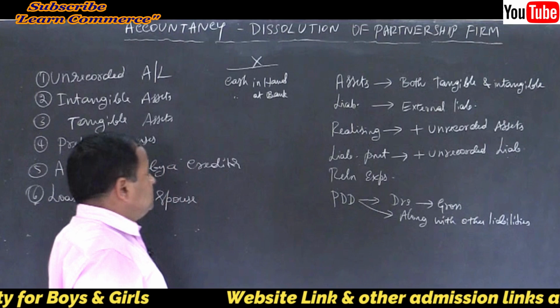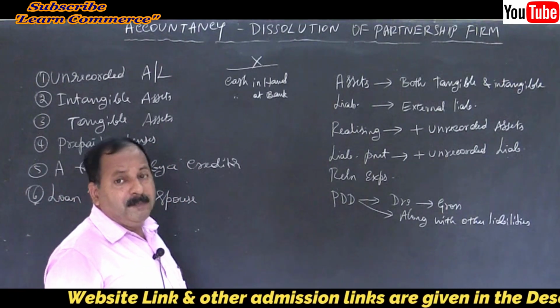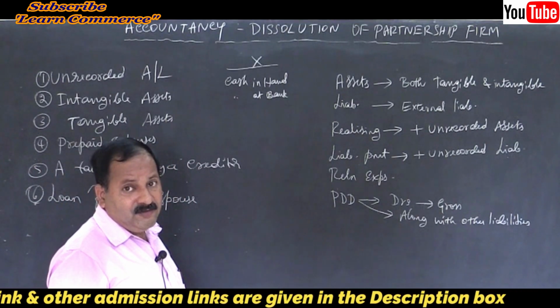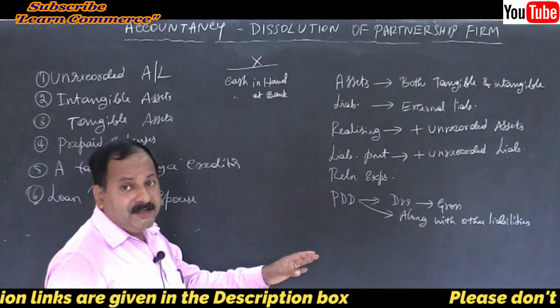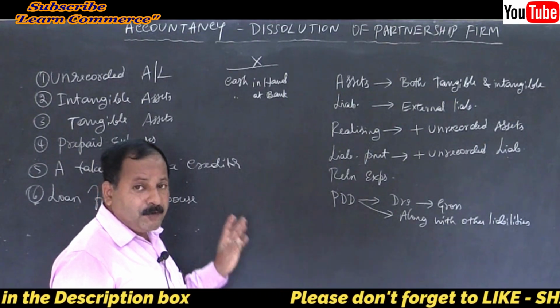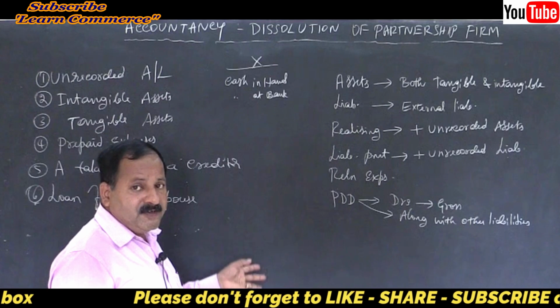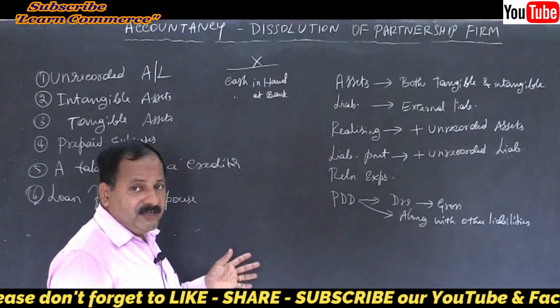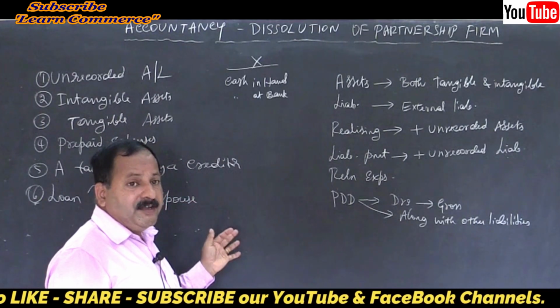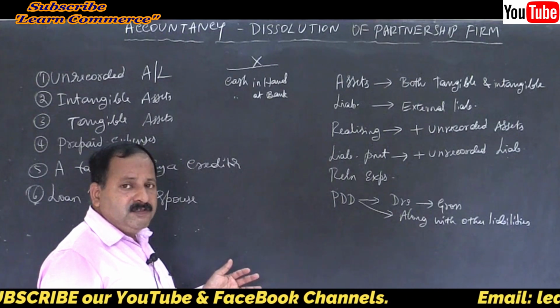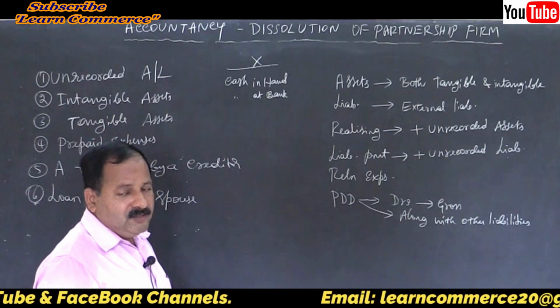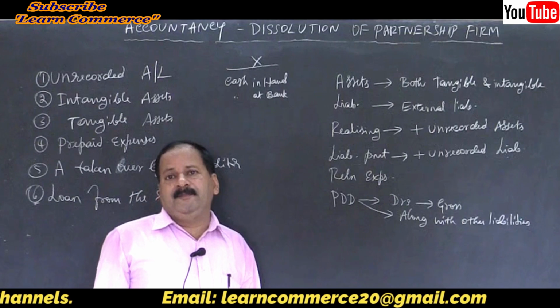Then what else? Then you have to close the realization account. If credit side is greater, that means it's a profit, transfer it to all partners capital account in their profit sharing ratio. If debit side is greater, that means it's a loss, transfer it to all partners capital account in their profit sharing ratio. Very simple.